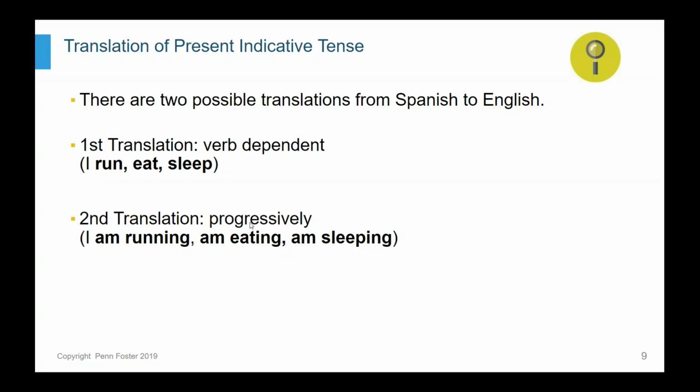And then the second translation is a progressive translation. So I am running, I am eating, I am sleeping, etc. Now there is a difference between present tense and present progressive tense. For the purposes of today's webinar, we're going to stick to present tense, but the present progressive tense really just uses the second translation only, whereas the present tense may use either.